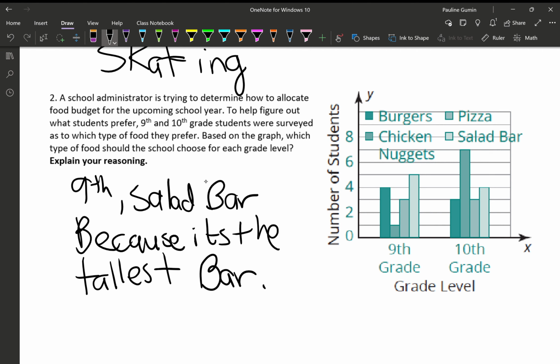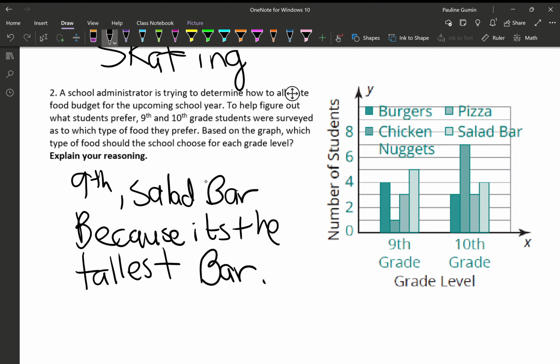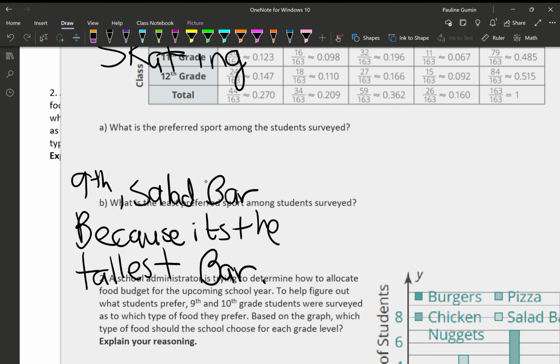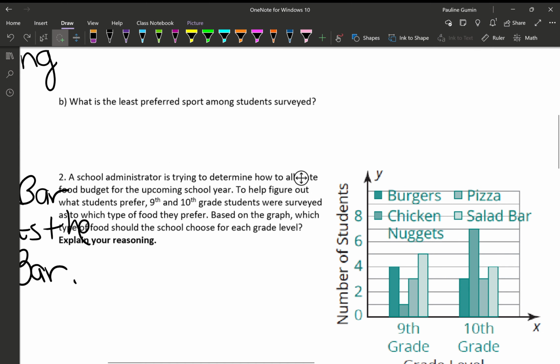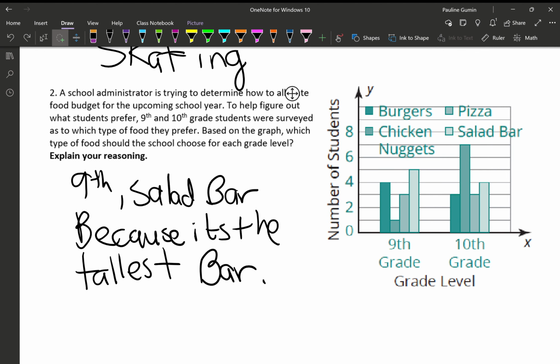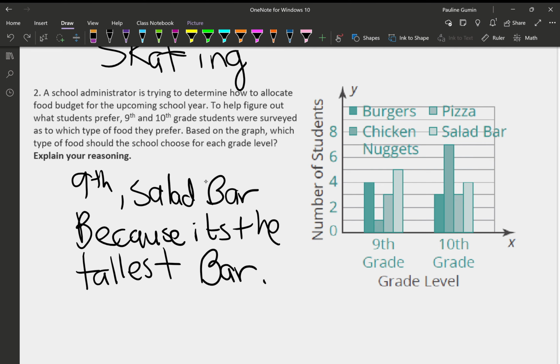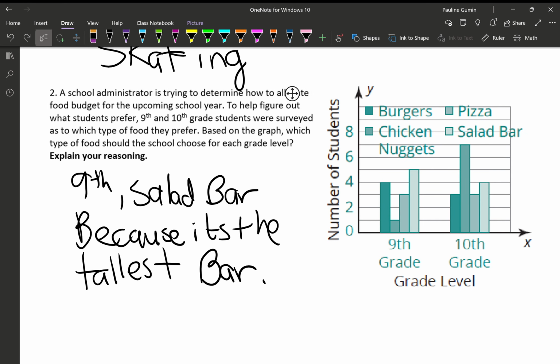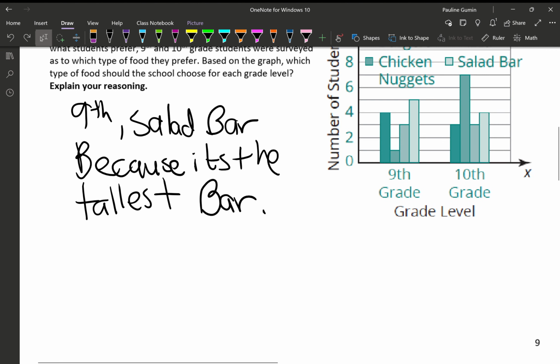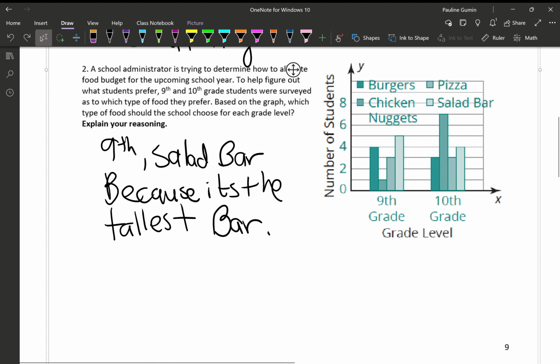All right. For 10th grade, what's the tallest bar here? Looks like it's chicken nuggets. Let's make this smaller. I wrote so large. What did I just do? I'm having issues today. I'm not usually this bad at tech. Okay, it doesn't want to... That's fine. It's fine if we don't get along. I'm just going to write the 10th grade smaller. That's all. Sorry.